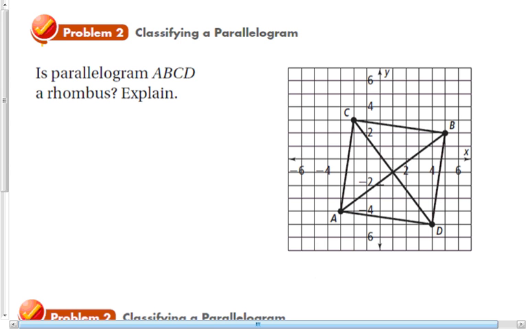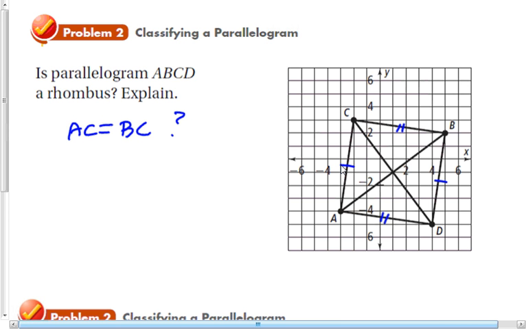All right, the next thing we're going to do is classify a parallelogram. So we want to know if it's a rhombus. We already know it's a parallelogram, so we know opposite sides are congruent. We can tell it's a rhombus if we know that all 4 sides are congruent. So we would just have to check and see if, say, AC is equal to BC. If that's true, then it would be a rhombus.